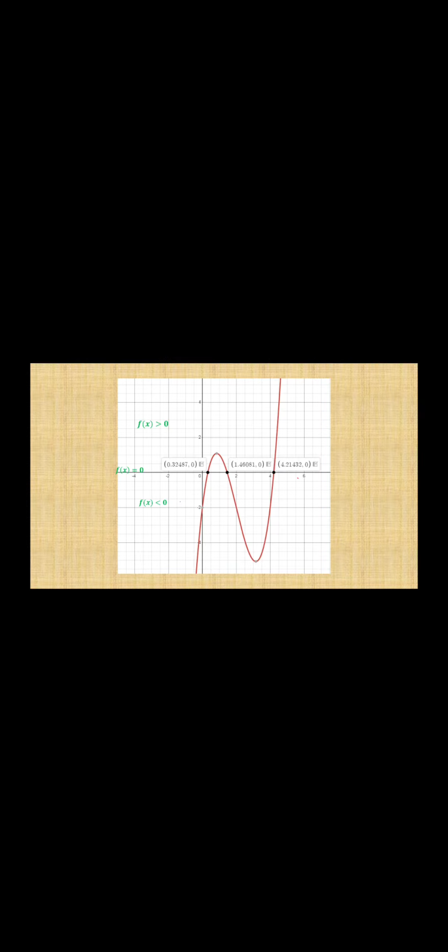And when the function is positive, it means f of x greater than 0, so all the intervals of the function lie above the x-axis. And f of x is negative when f of x is less than 0, it means all the intervals of the function lie below the x-axis.